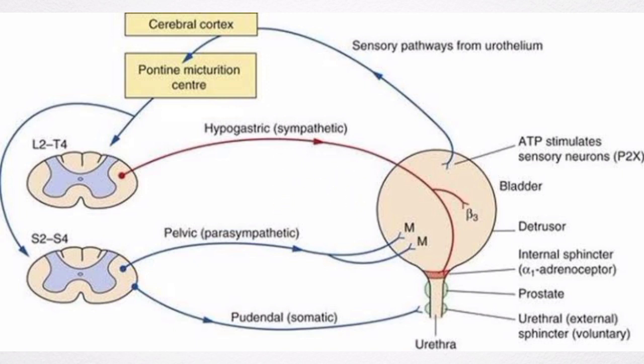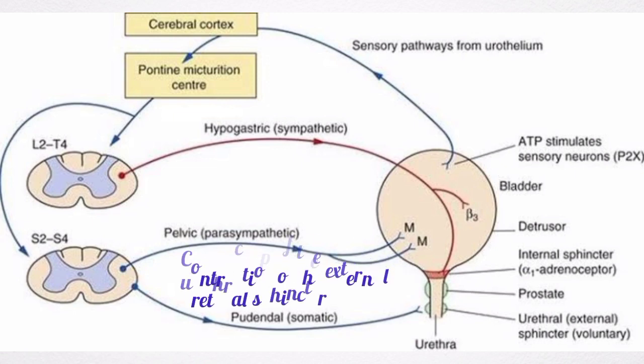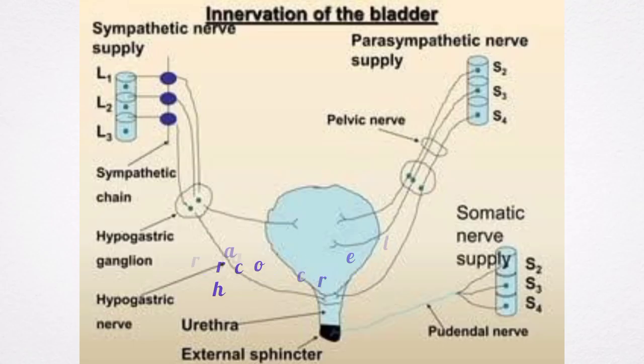The second nerve coming out of the sacral segment is the pudendal nerve, which is a somatic nerve. This nerve is actually under our control. The pudendal nerve also releases acetylcholine and acts on the nicotinic receptors found on the external sphincter, causing the contraction of the external urethral sphincter.